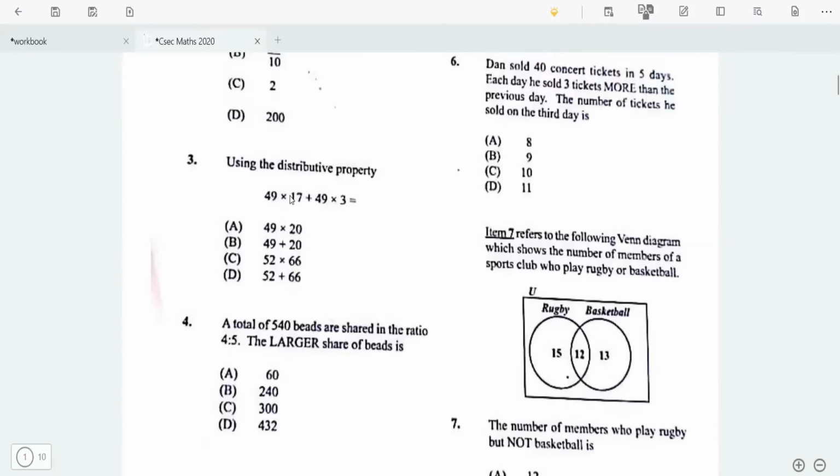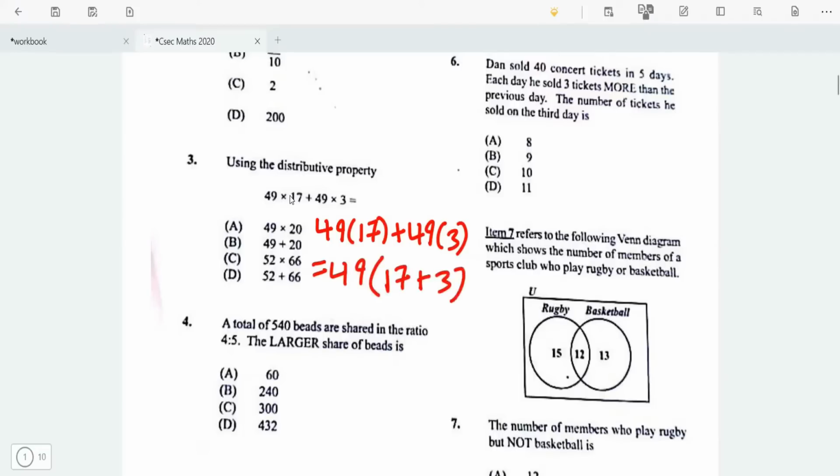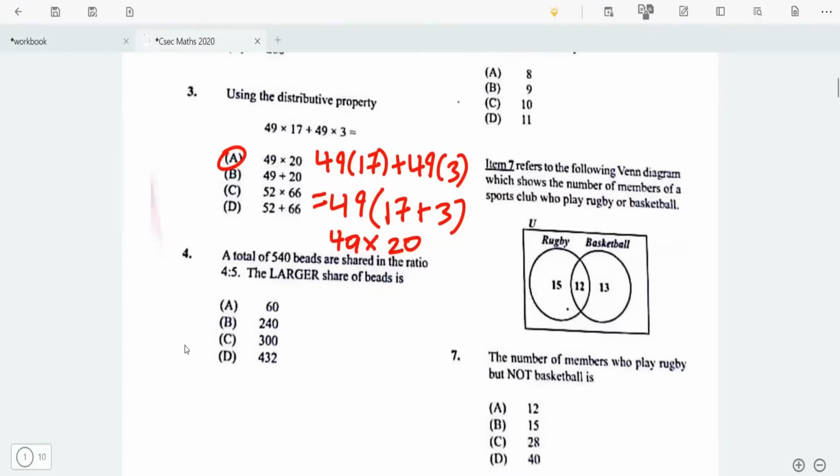Then number 3 said use distributive property: 49 times 17 plus 49 times 3. If you notice, you can actually factor out 49. Write it like this: 49 in bracket 17 plus 49 in bracket 3. Remember, the bracket means times, so you can then factor out 49. And you're left with 17 plus 3. 17 plus 3 is 20. So this is 49 times 20. That's option A.